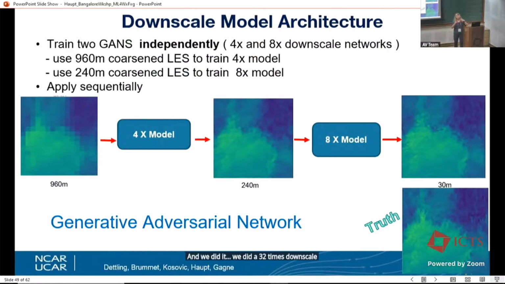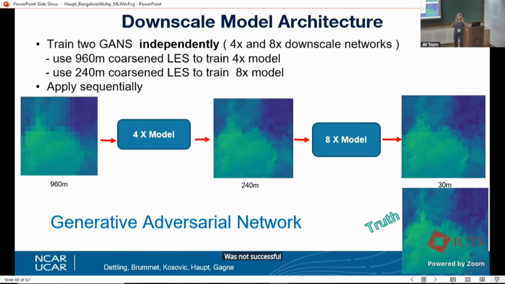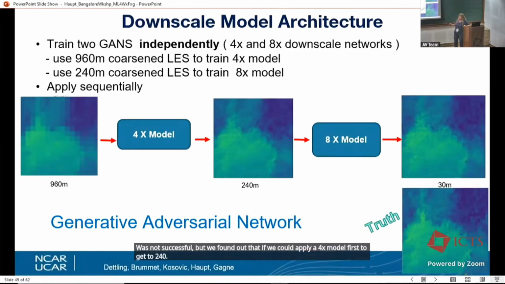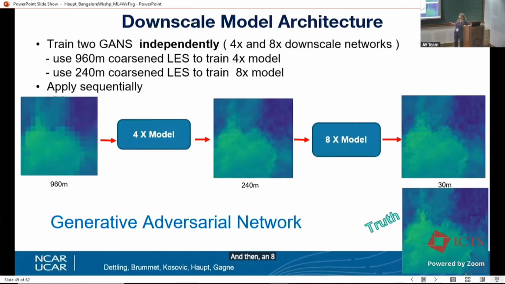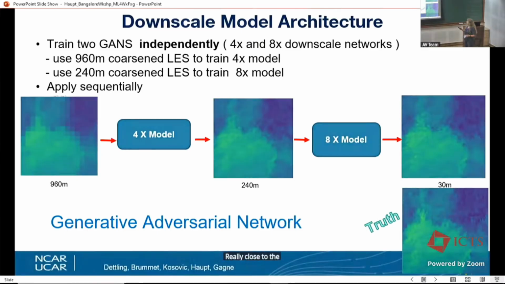Okay, so full disclosure, doing just 32 times downscale with a GAN was not successful, but we found out that if we could apply a 4 times model first to get to 240, and then an 8 times model to get to 30 meters, we could reproduce the structures amazingly well, even getting the turbulence really close to the target.